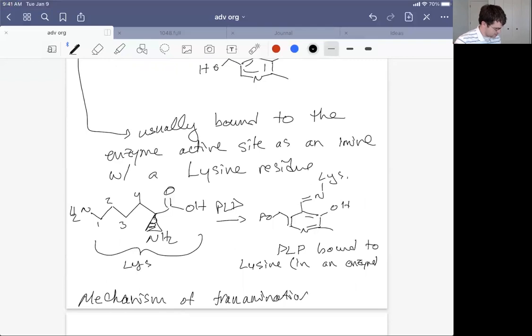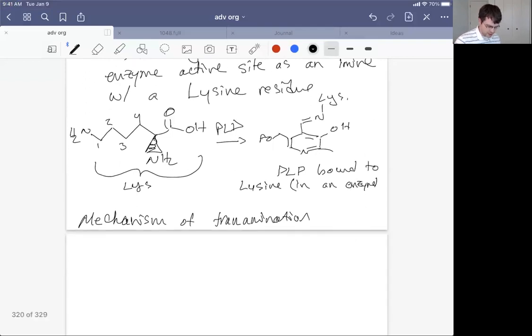Goodness gracious. Okay, the first thing that happens is Step 1, what we call transamination. So swap imines is what we're going to do. Okay, what does this look like?